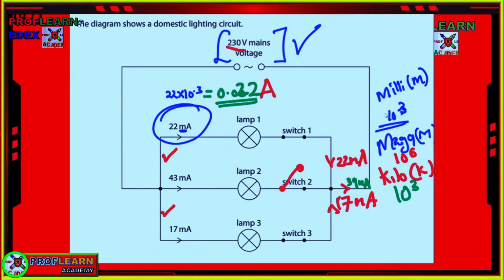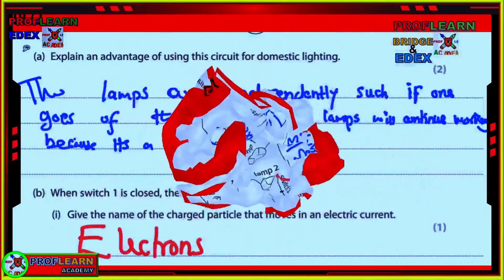I was just discussing with my students that milli means 10 power negative 3, mega means 10 power 6, million, kilo means 10 power 3. So those are quite important aspects you need to understand.